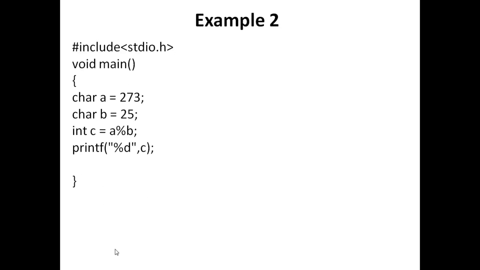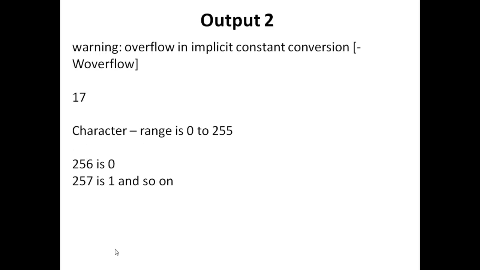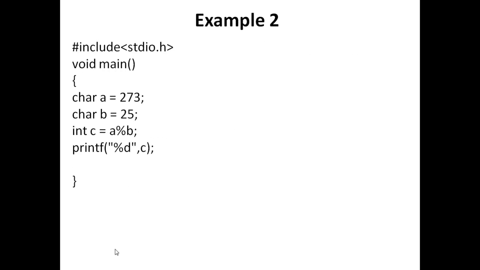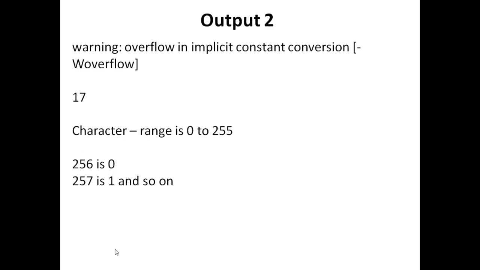In the second example, we are trying to find the modulus of a and b. This is not allowed because the range here is only between 0 and 255. So in order to represent 273 modulus b, that's 25, we represent 17 here.